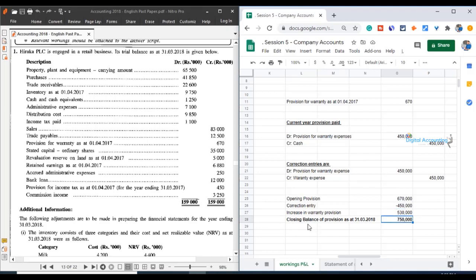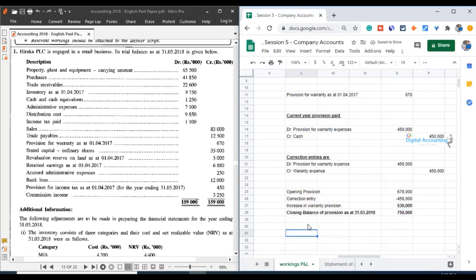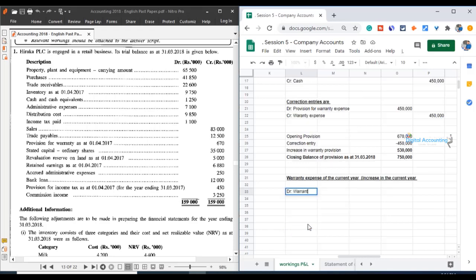Similar for allowance for doubtful debts. So the increase is 530,000. So that is the charge for this year. So the double entry, debit the warranty expenses by 530,000. And we need to credit warranty provision account 530,000.